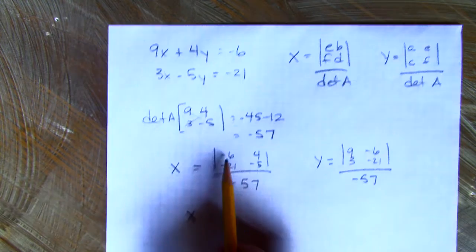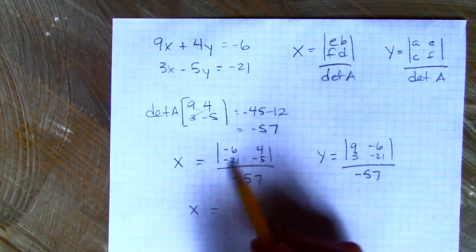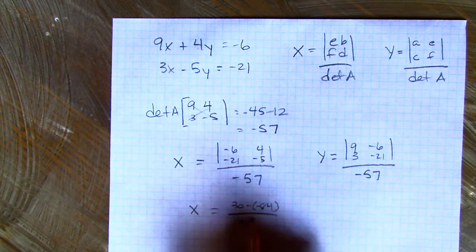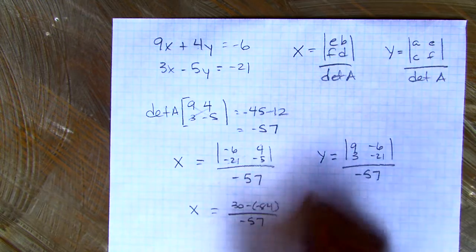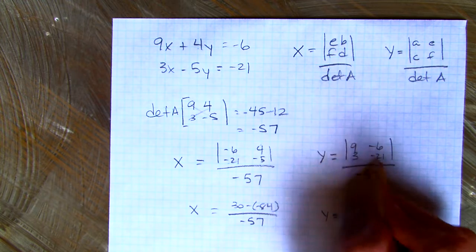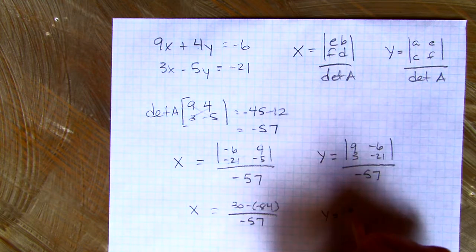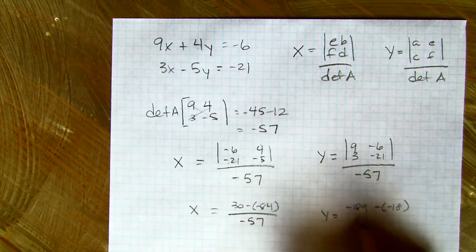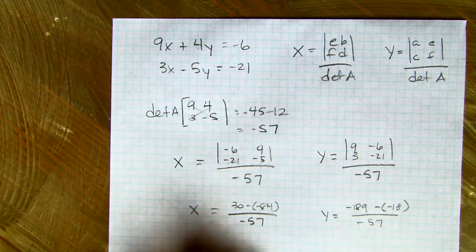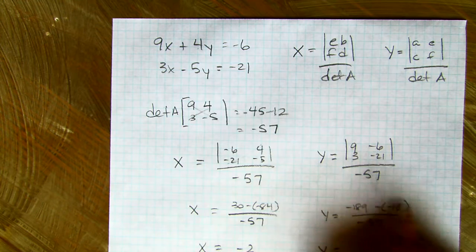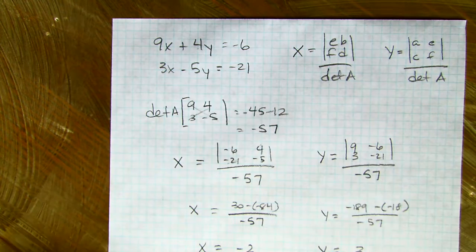And how do we find the determinant of this? It's going to be 30 minus a negative 84. So it's going to be 30 minus a negative 84, AB minus CD. And y is going to be 9 times negative 21, which is negative 189, minus a negative 18, all over negative 57. And if you simplify that, you actually get negative 2. And if you simplify this, you actually get 3.